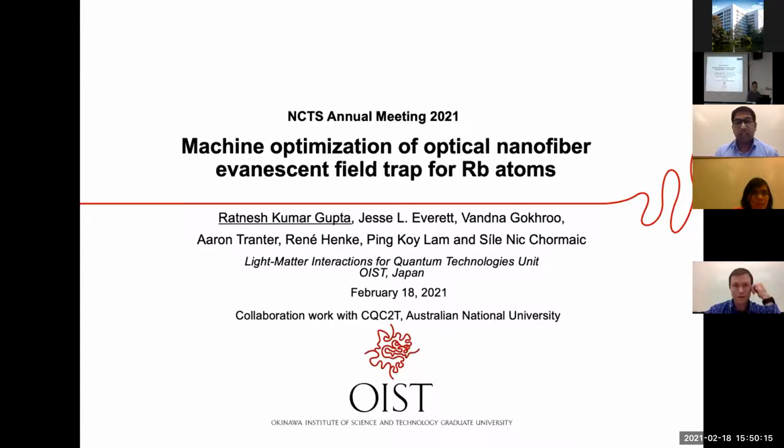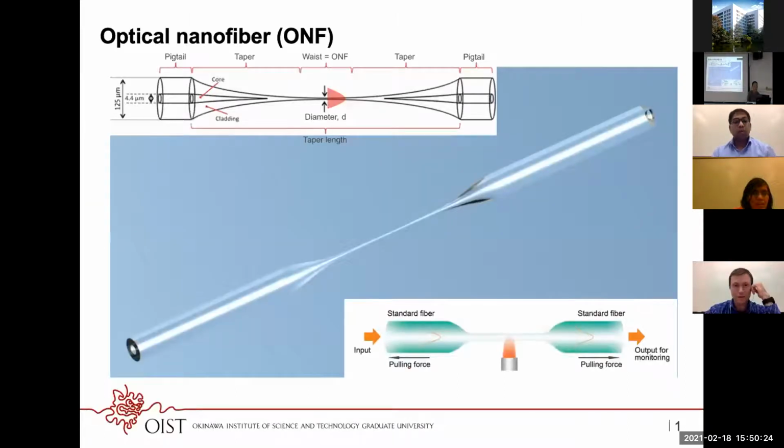There have been a few talks about optical nanofibers in this session. I'll just briefly describe the optical nanofiber, and then jump on to talk about the important features that are crucial for this work. So what is an optical nanofiber?